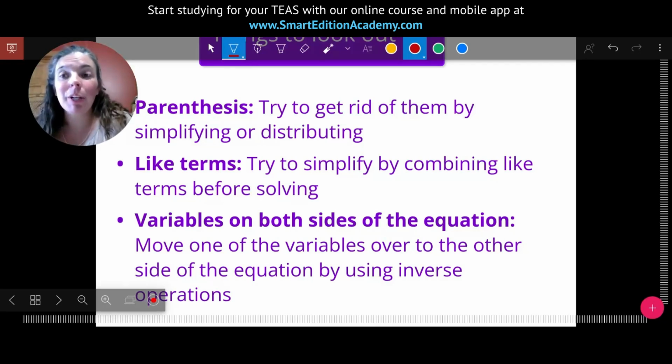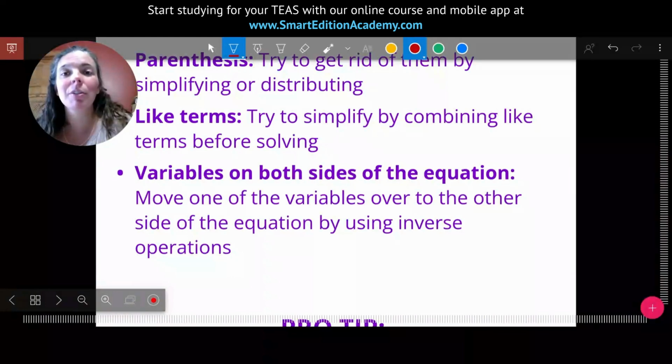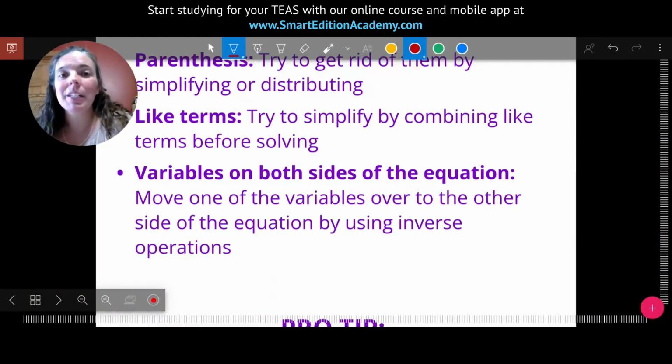When we are dealing with equations that have variables on both sides of the equation, we're going to practice moving one of the variables over to the other side by using inverse operations so that we don't have to deal with it on both sides. We want to get our variables together so then it's easier with, again, our end goal in mind to get to that variable by itself.